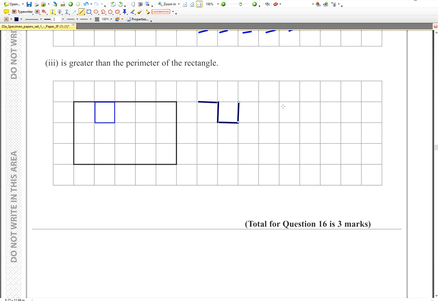Okay, how many from here? 1, 2, 3. Then go down 3, then 3 down, and then 5 across.